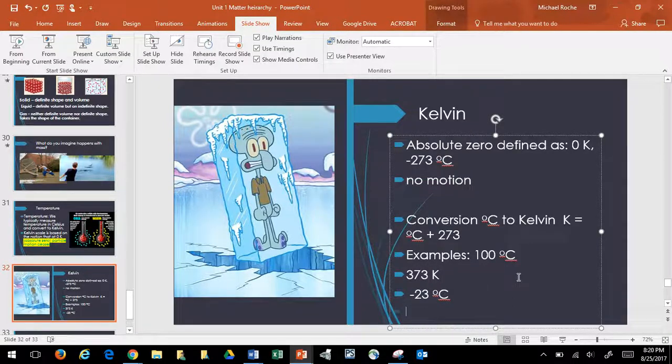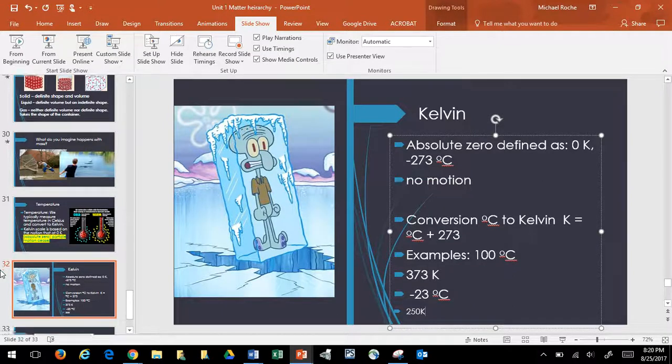So minus 23 plus 273 makes it 250 Kelvin. Sorry, that's so little, but there you go, 250 Kelvin. So minus 23 plus 273 equals 250. So there you go with that.